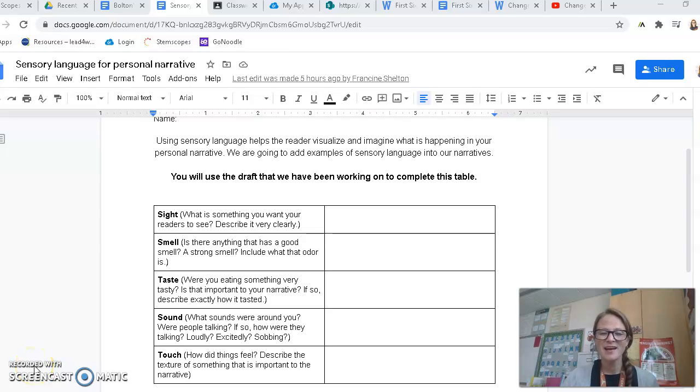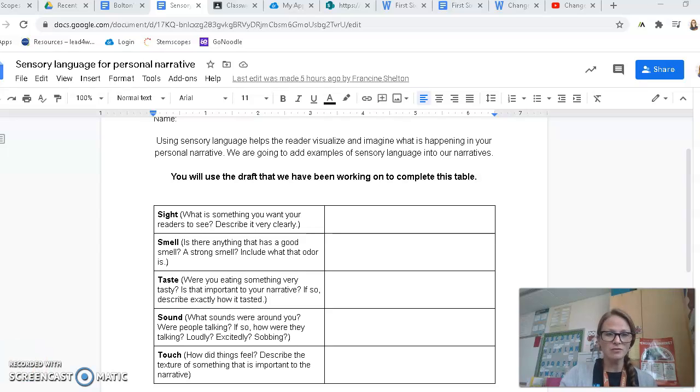Hi, boys and girls. Today I wanted to go over a quick activity about sensory language. Sensory language helps your reader visualize and imagine what is happening in your personal narrative. Our job today is going to be to add some examples of sensory language into our narratives, and I wanted to kind of walk you through that and see what that would look like.